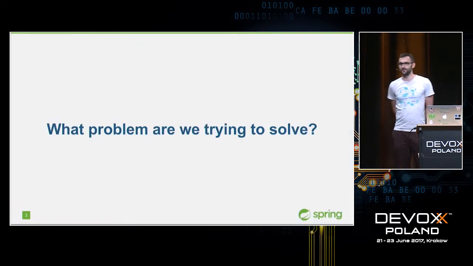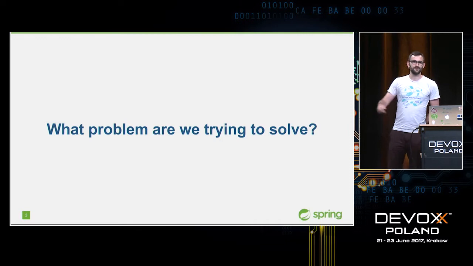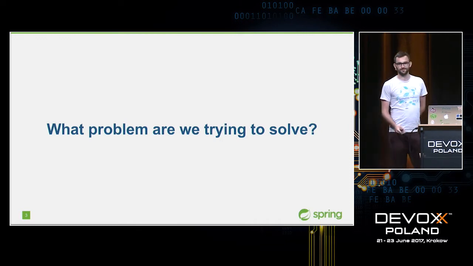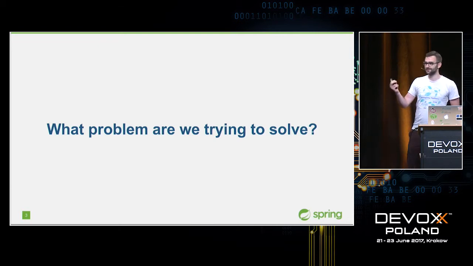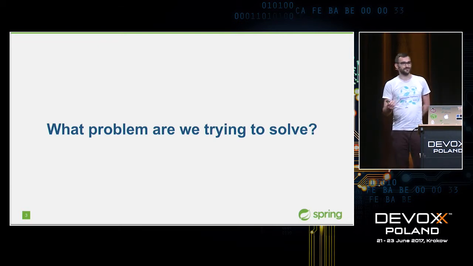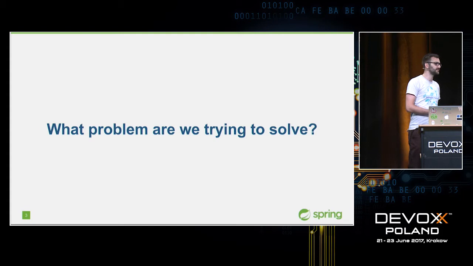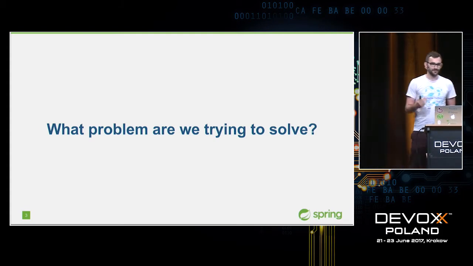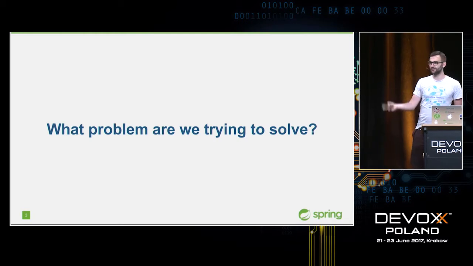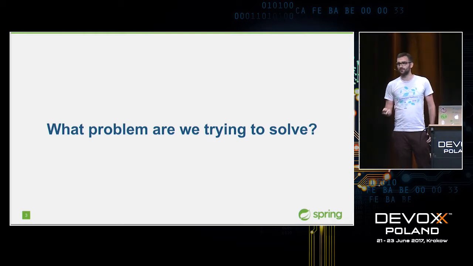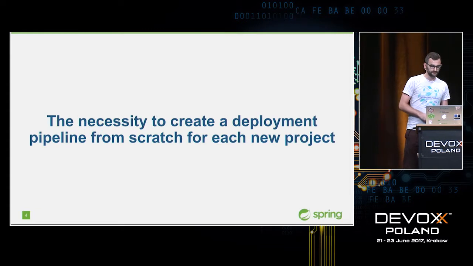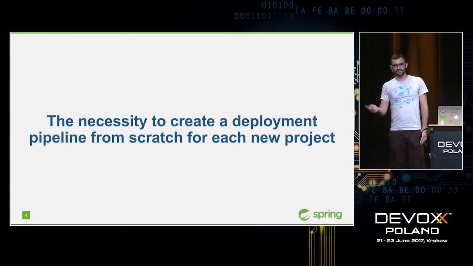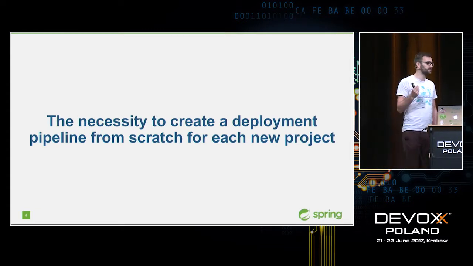Whenever you go to a conference or read a blog post about a new tool, a new approach, you should ask yourself a question: what problems are we trying to solve? Because if you don't have a problem, you shouldn't be using the tool, right? So with continuous deployment or with Spring Cloud Pipelines, what problems are we trying to solve? This is the problem: the necessity to create a deployment pipeline from scratch for each new project.